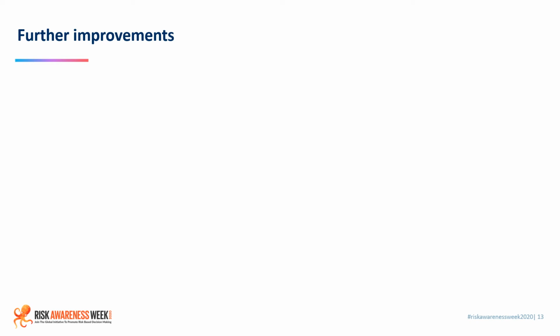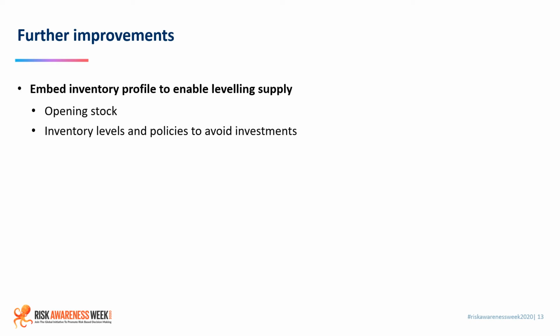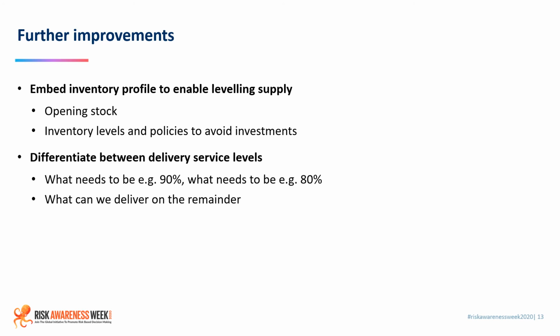So there are a number of further improvements I have deliberately not embedded in this, but we could add on it. We can embed an inventory profile and say you have 1 month or 2 months of supply on stock all the time. How would that change your investment profile? And you can add inventory policies about minimum and maximum inventory levels and stuff like that, in order to be able to more accurately calculate what your uncertainty will be and what your capacity profile will be. You can also differentiate between delivery service between different product lines.